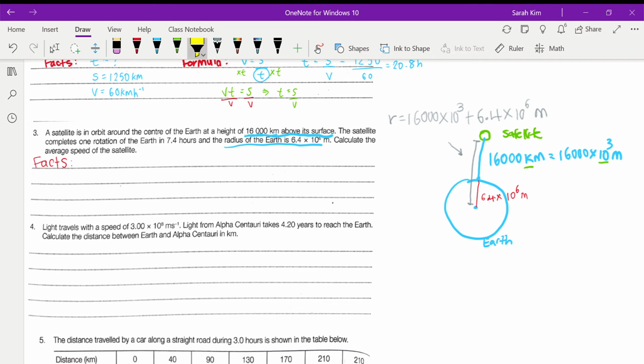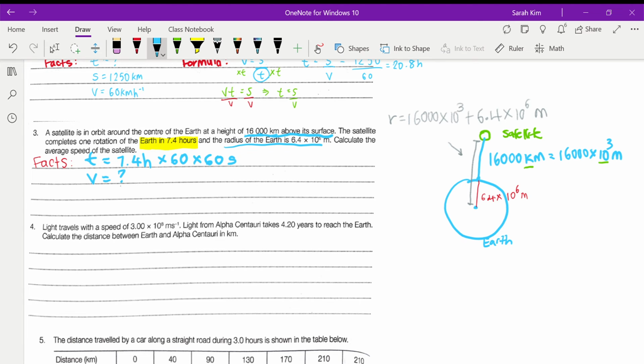So we've got a time value. I'll write that one down in my facts. My time is 7.4 hours. I might change that into seconds because that's the standard unit. So that will be times 60 minutes per hour, and then minutes to seconds, that's 60 seconds per minute. So that will be in seconds now. That's my time. It says calculate the average speed of the satellite, so what we're trying to find is the v.